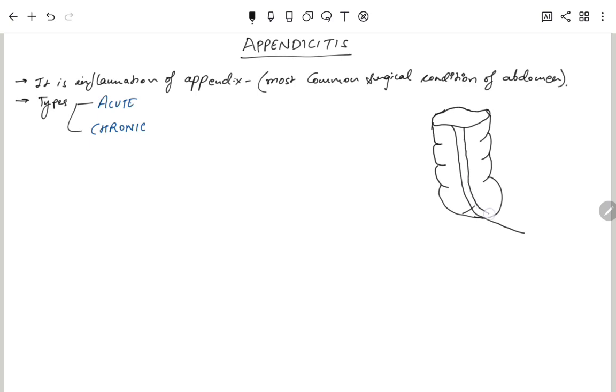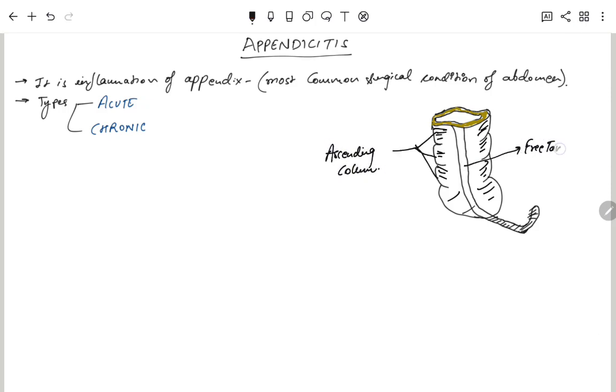Diagrammatically, you can see which I'm drawing is the cecum right now. This is the cecum part. This is the appendix, and this one is the ascending colon, the free tinea, and cecum, and this is vermiform appendix.